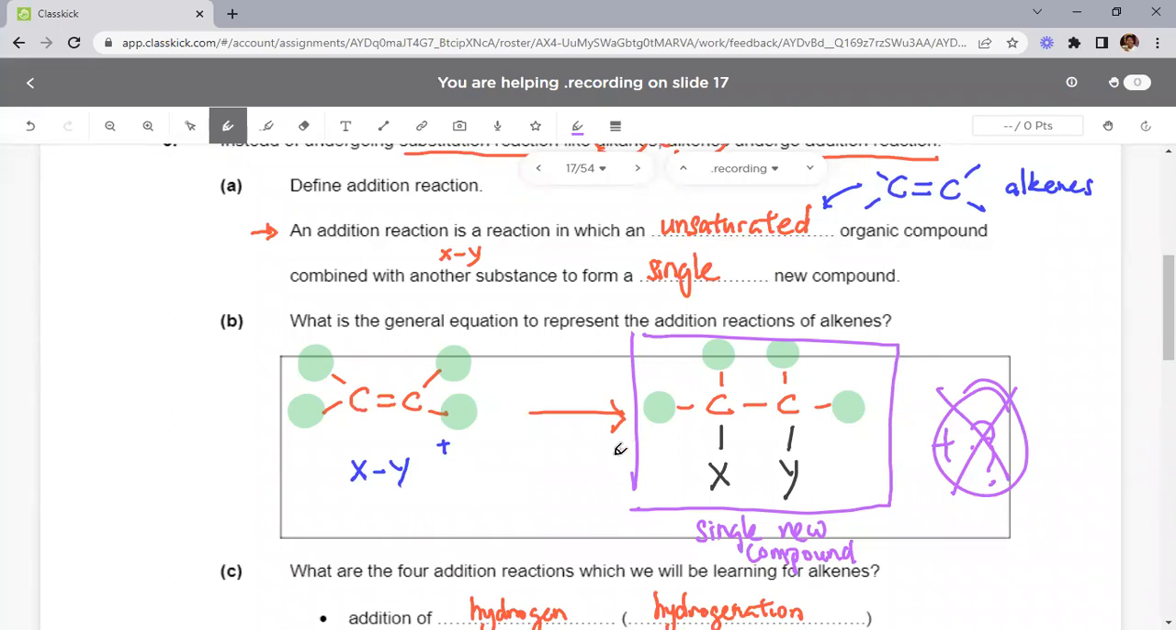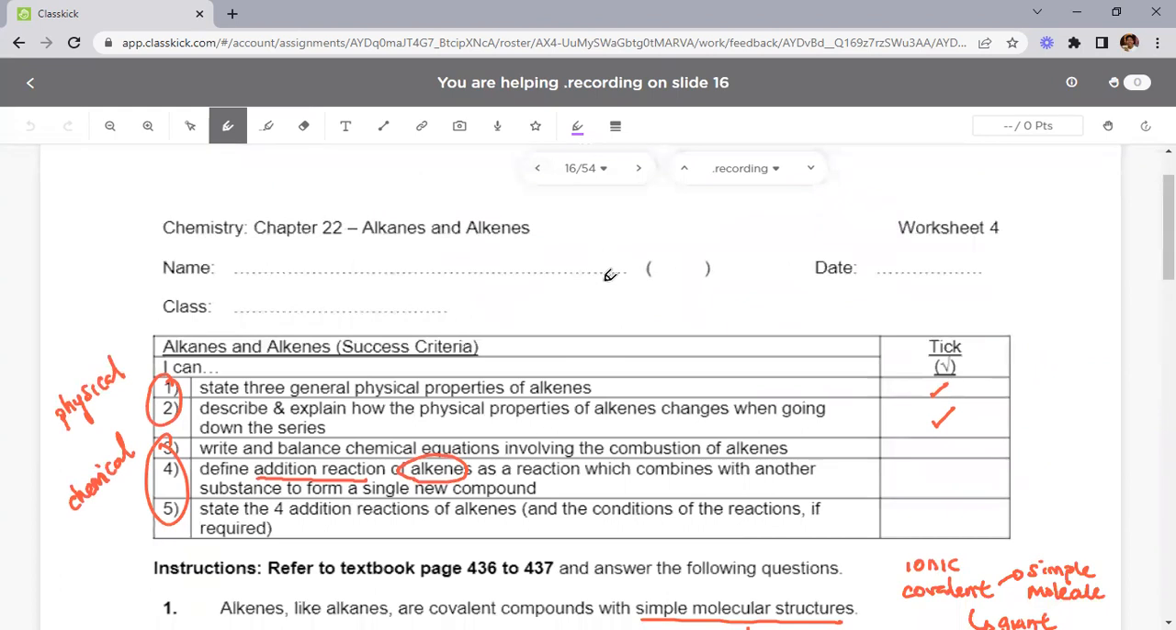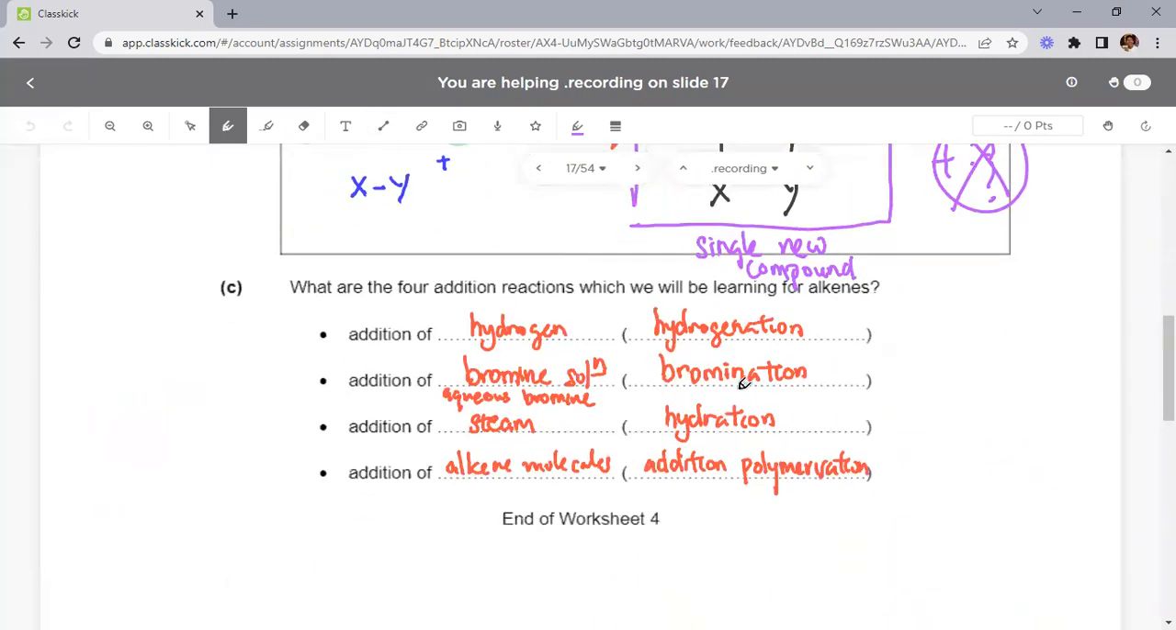Thumbs up if okay, now move on. Okay, good job. What we have done is learn how to write the equation for combustion reaction, define what addition reaction is, and state the four addition reactions you need to know. The conditions we'll cover later, but at least now you know that alkenes undergo addition reaction. The four main ones are hydrogenation, bromination, hydration, and addition polymerization. So let's go on to worksheet 5 now.